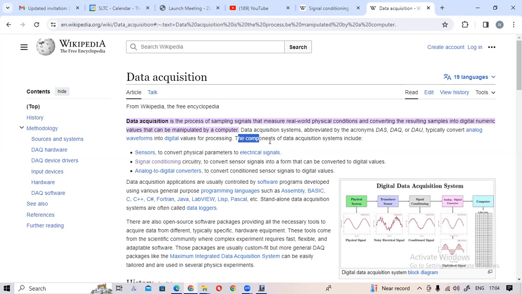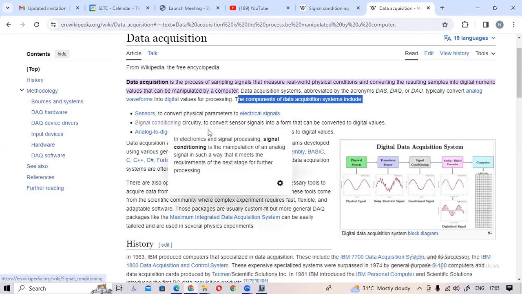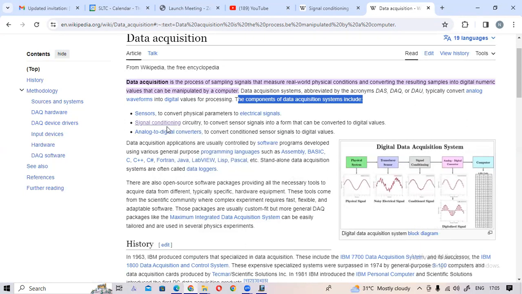So these are the main components of a data acquisition system. Maybe you can write them also. Sensors, that is what we use to read the physical parameter. Then signal conditioning. That means we need to convert that signal into the appropriate level, appropriate value. So maybe analog to digital or something. So that is signal conversion, conditioning. For that one, an analog to digital converter may be used.